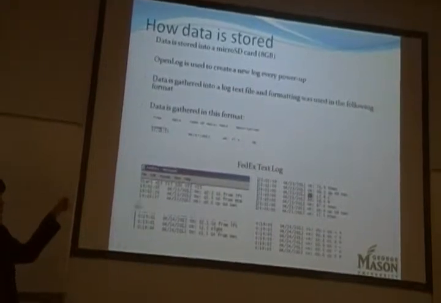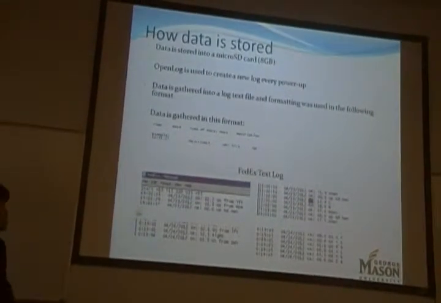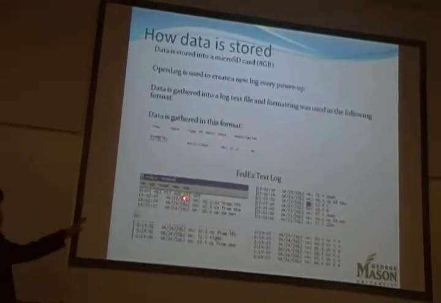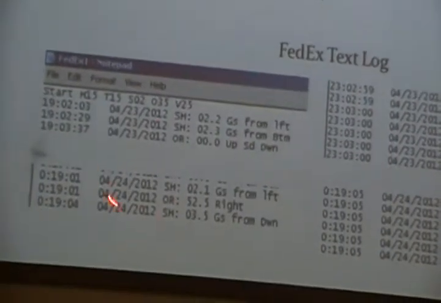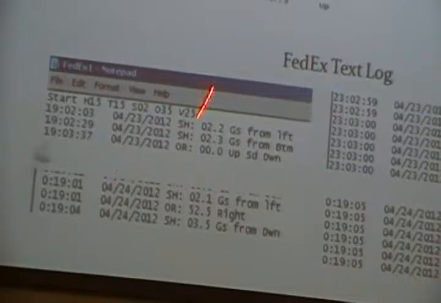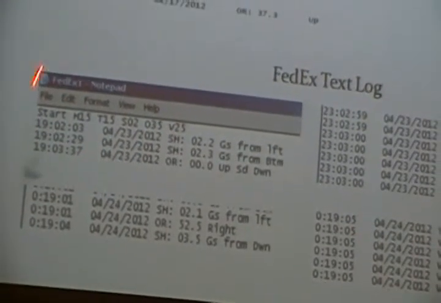As you can see, we have a timestamp and date and relevant information. This is an example of the different information about our sensors that is recorded onto our text file. This is from our main test.